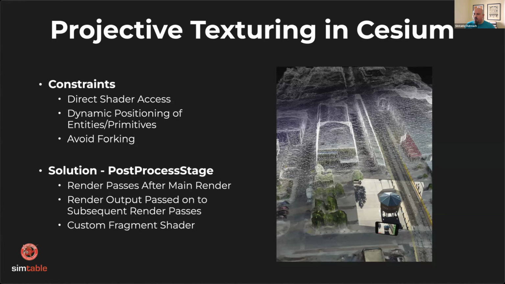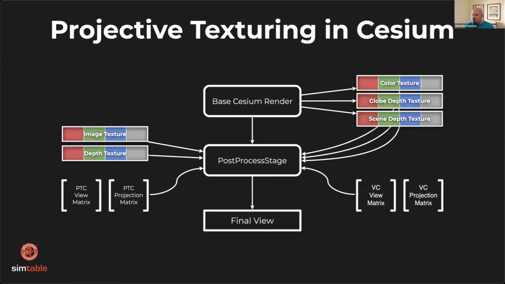This allows us to make render passes on the view after the main rendering cycle, and we can do multiple passes. So this empowers us to do multiple projective textures in the same frame. And all this is really being done by a custom fragment shader. So a rough outline of how this works: you have the base Cesium render that runs through its cycle, and it produces a color texture and some depth textures.